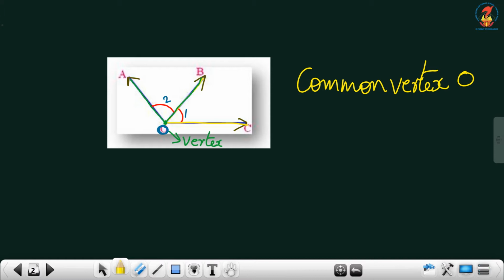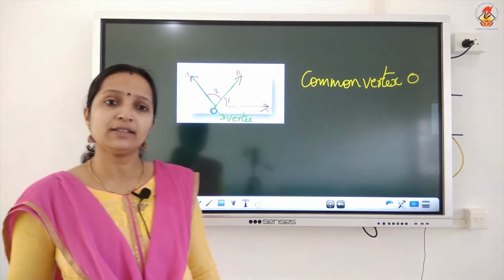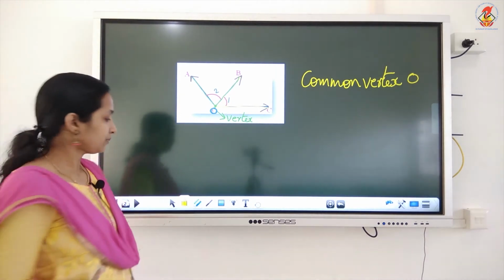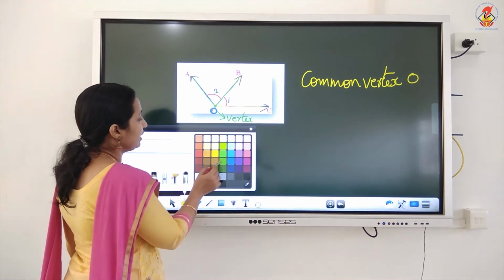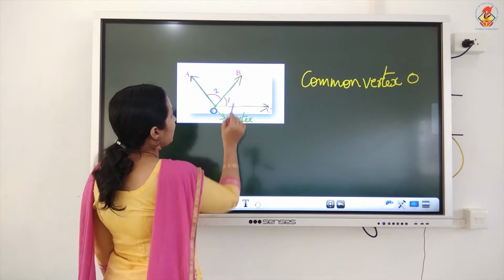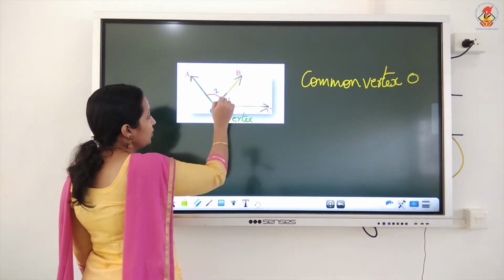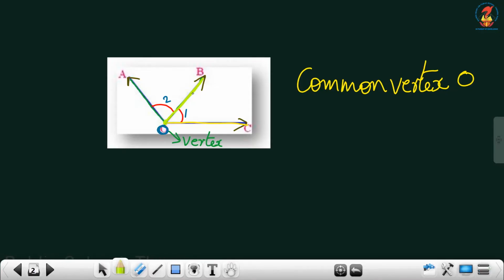That common end point where the two rays are meet is known as vertex, and which is the letter given here? O. So, we can say the common vertex here is O. Now, can you identify any other common thing in these two angles? You can see that these two angles have a common arm. These two angles have a common ray. This ray is common to angle 1 and angle 2.